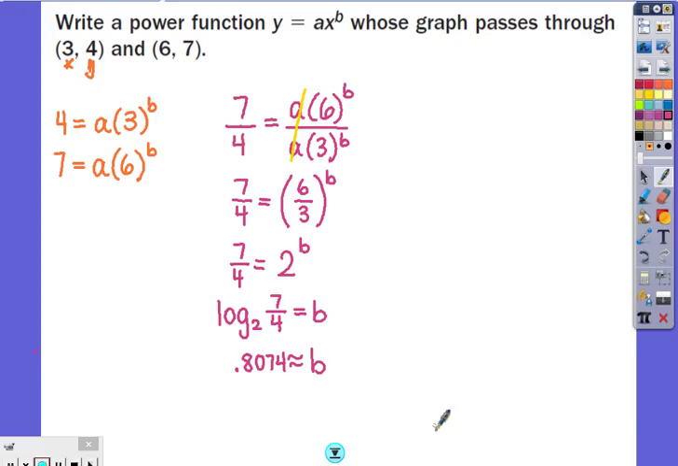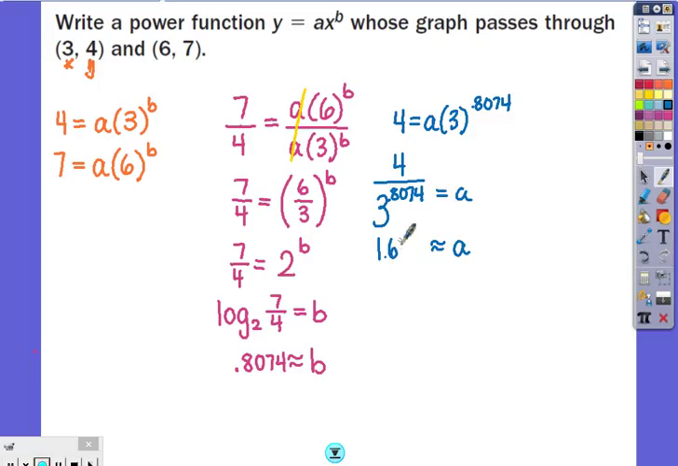Once we have that, next step, we need a. So we'll take one of our equations. Now we know b. Solve for a, we'll just divide both sides by whatever number this is. 4 divided by 3 to the 0.8074. And I'm still saying approximately equals because I remember that was a rounded number anyway. Now I have an a value.